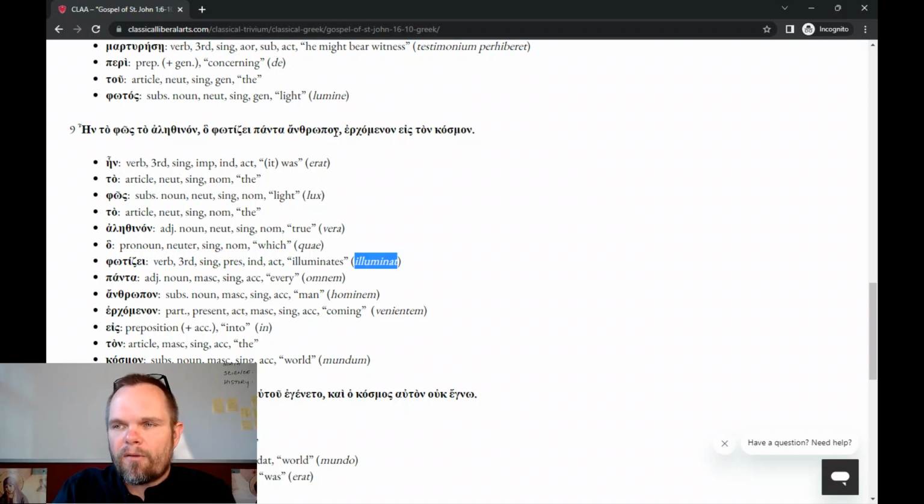Panta anthrōpon. Panta, you've got to be careful with. It's an adjective. It means all or every. But if you look it up in a grammar book, you'll see that panta could be a neuter plural form. But here it's not neuter plural. It's actually a masculine singular form. So be careful with this. It's masculine singular. Ho phōtizei, which illuminates or illumines panta anthrōpon, every man. So all would not be a good translation for panta.